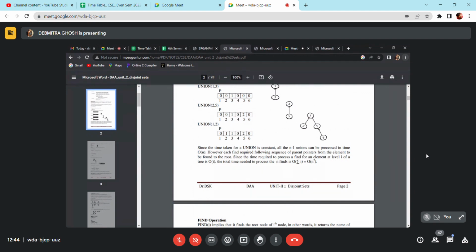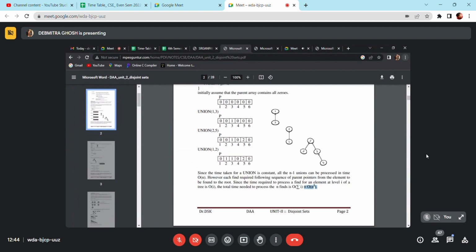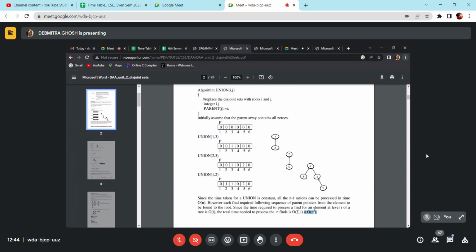So what is the time complexity? Time complexity is coming as big O n square. Can anyone explain why n square is coming? Why is n square the time complexity?